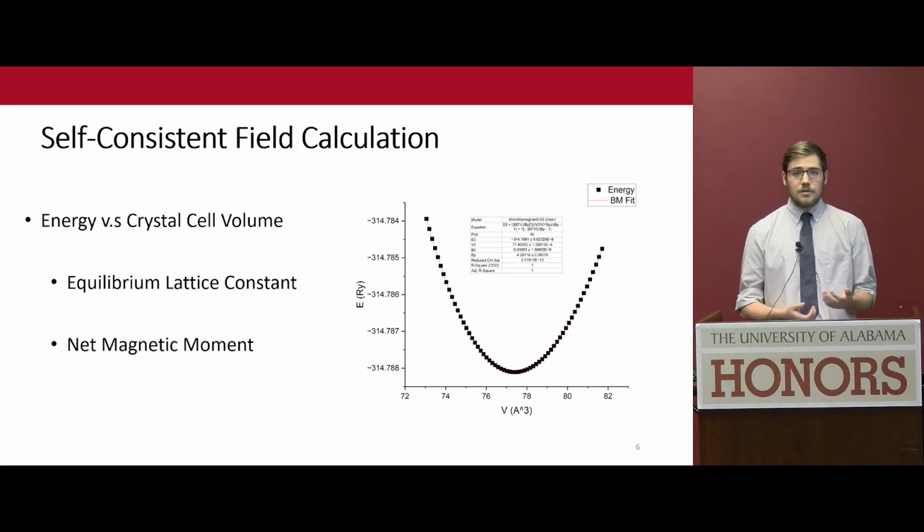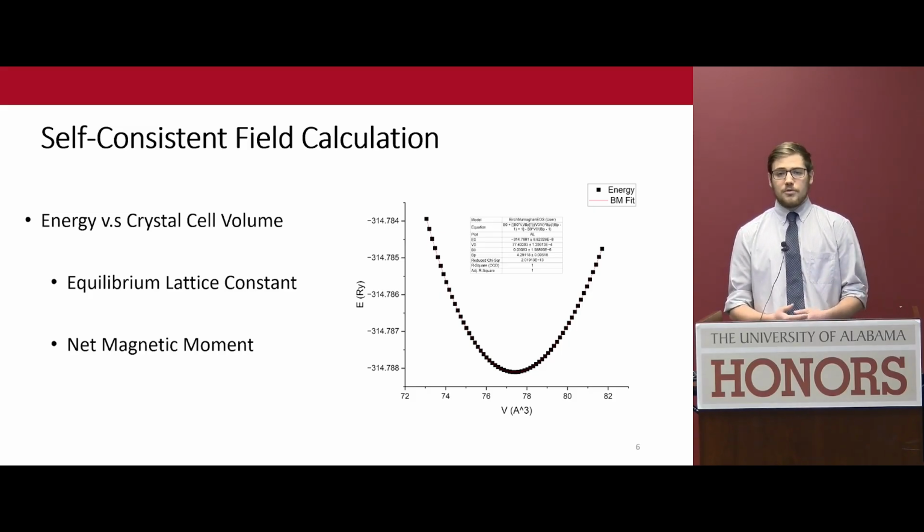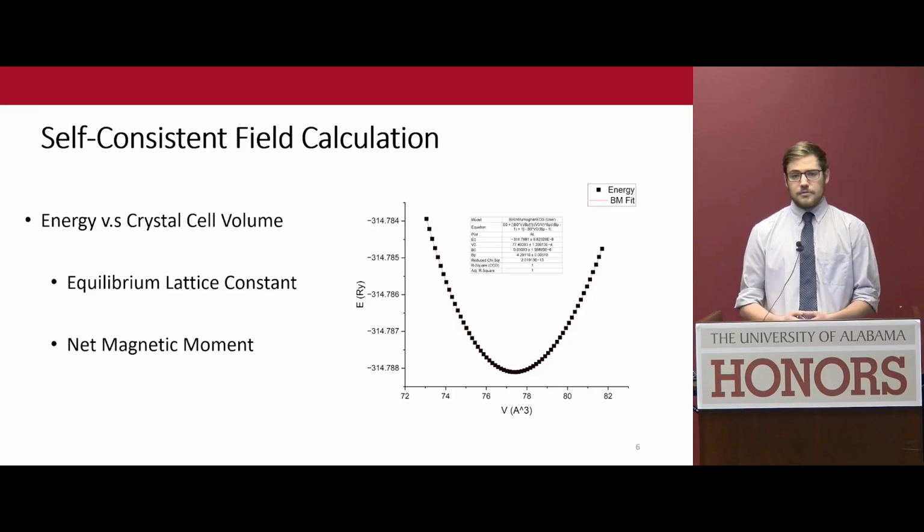If we see this happening, then usually we try to fix the magnetic moment of our material at that particular value and run different SCF runs for those particular magnetic moments to see which ones have minimum energy. And the one that we go with is whichever one produced the minimum energy at its equilibrium lattice constant.